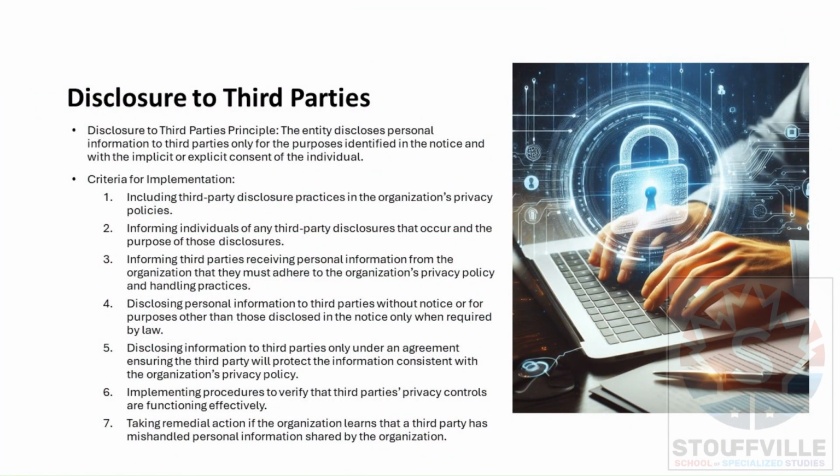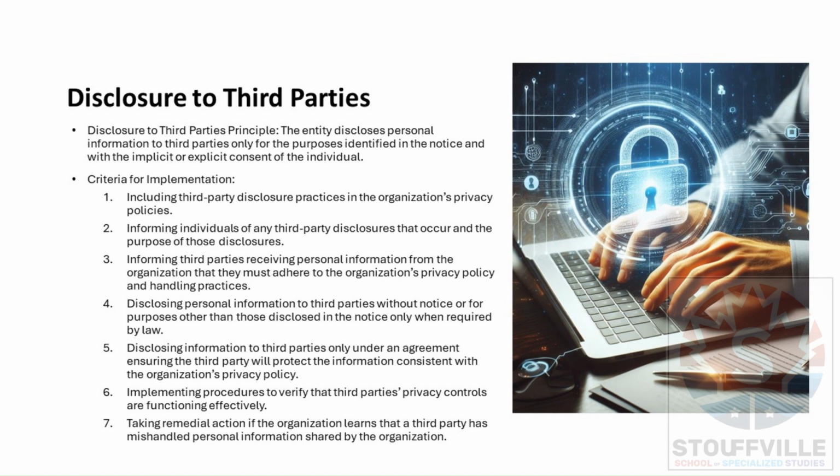Privacy challenges arise when organizations share personal information with third parties during business operations. CIPM defines the disclosure to third parties principle as the entity discloses personal information to third parties only for the purposes identified in the notice, and with the implicit or explicit consent of the individual. Criteria associated with disclosure to third parties.